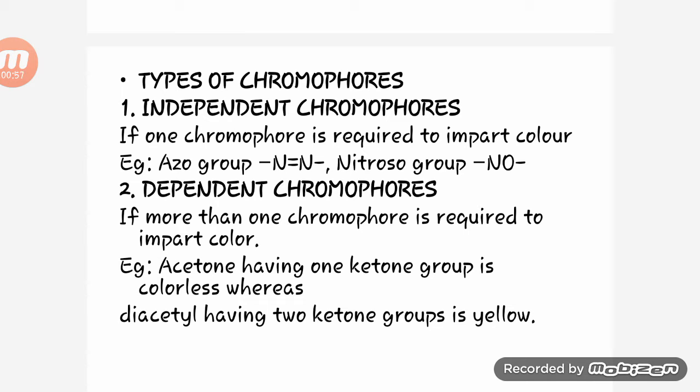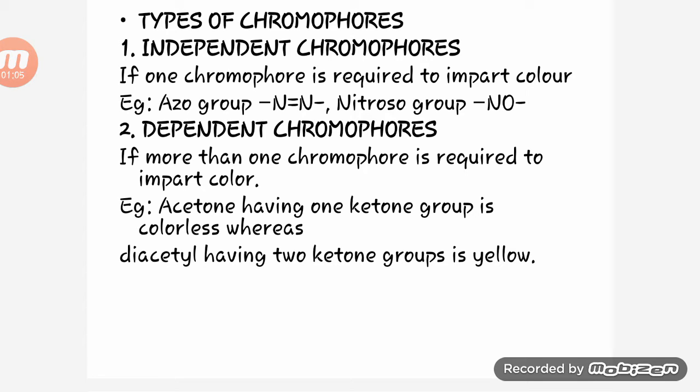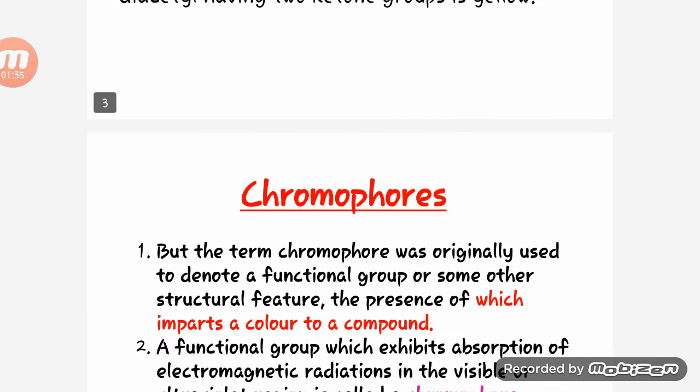it is an independent chromophore. And a dependent chromophore is when more than one chromophore is required to impart the color. So if there is only one chromophore which gives the color, it is independent because it does not depend on any other. But if we require a larger number of chromophores for giving the color, then each chromophore depends on the others, so this is known as dependent chromophore. Acetone has one ketone group and is colorless, whereas diacetyl has two ketone groups and is yellow.